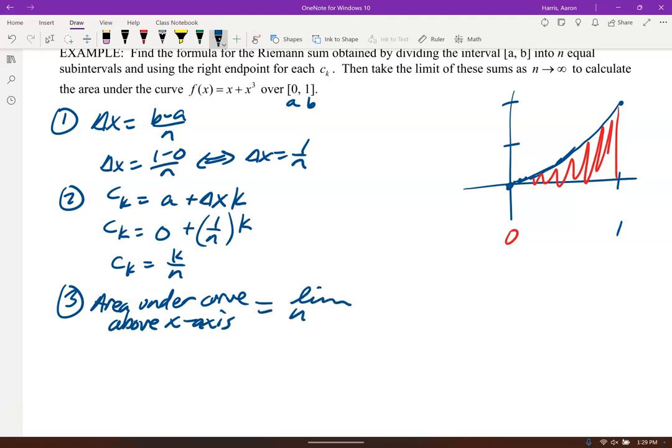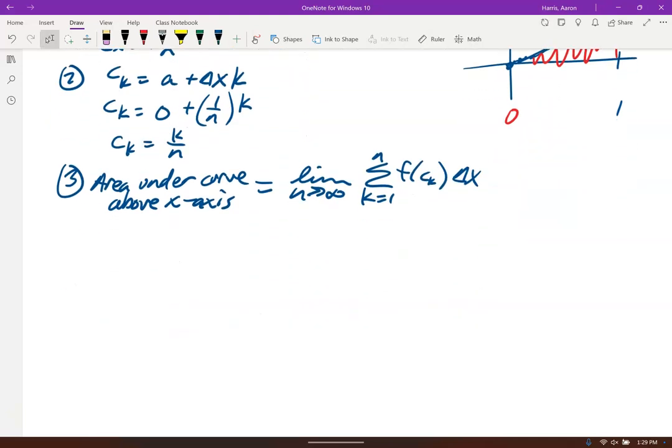So limit as n goes to infinity, summation of f of ck delta x. f of ck being the height of the rectangle, delta x being the width of the rectangle. So this is limit as n goes to infinity of the summation of f of ck, well, that's k over n, and delta x is 1 over n, k being 1 to n.